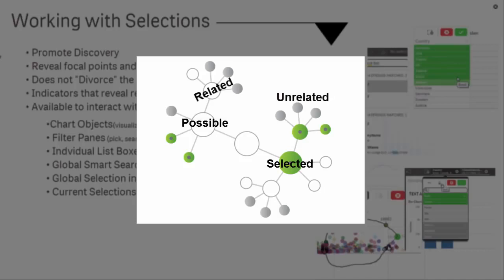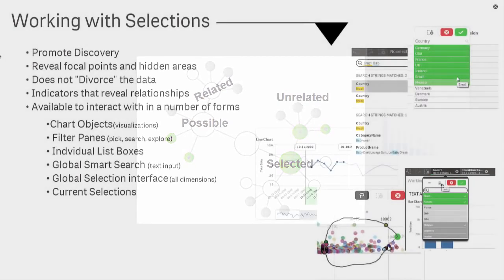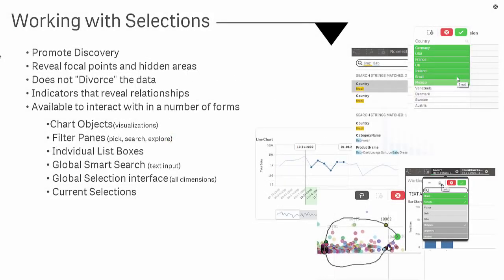These indicators are displayed with the colors green, white, and shades of gray, the foundation of what we call the associative experience. So let me cover some of the ways that selections can occur within a Qlik Sense app. Chart objects, filter panes, and list boxes are the primary ways you work with selections within an app. You have the ability to pick, search, select ranges, and even lasso individual data points. How you organize them is up to you.